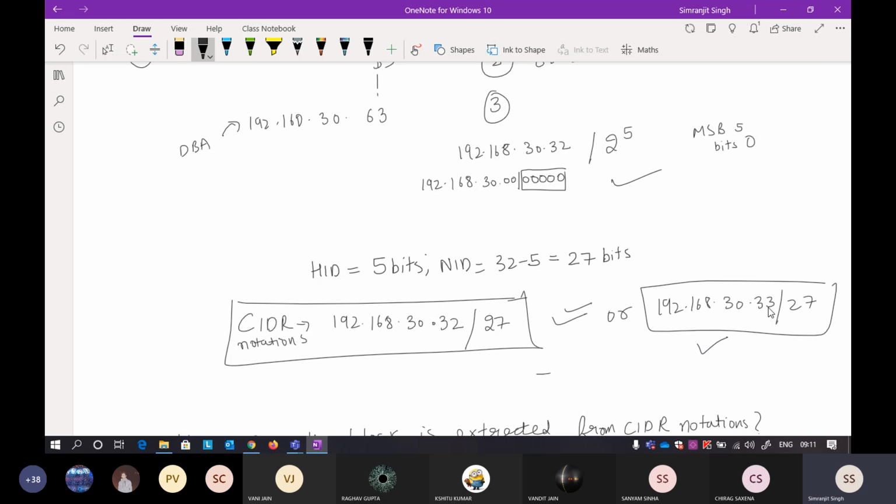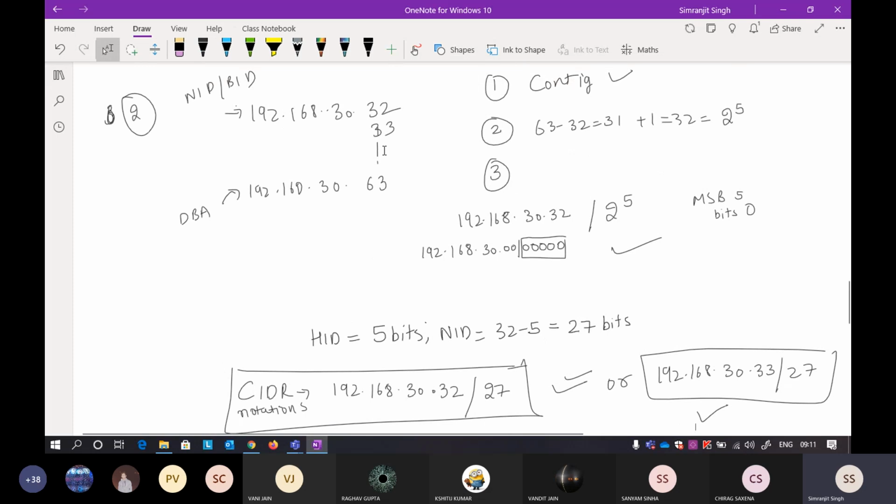Because when you write 33, you already know that 5 bits are part of your host ID. First you write all zeros, then 1, then 2, then 3. You can extract the block for any IP. Here it can be 33, 34, 35, up to 62. It is also correct.